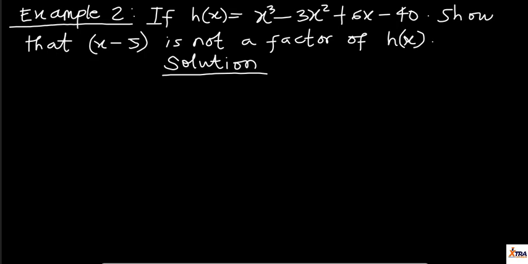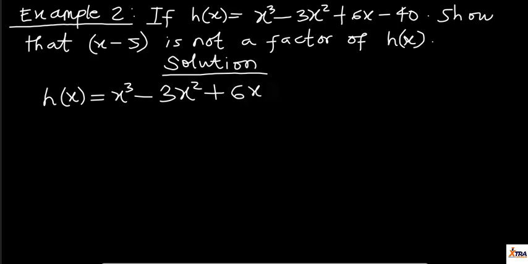Now in this question we have, if h of x equals x cubed minus 3x squared plus 6x minus 40, show that x minus 5 is not a factor of h of x. So what we're supposed to do here is, first off, take out your polynomial h of x. You have h of x equals x cubed minus 3x squared plus 6x minus 40. This is the polynomial.